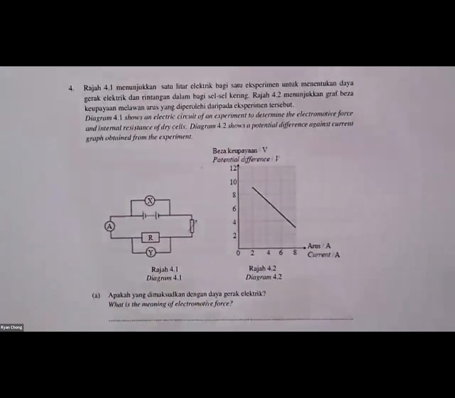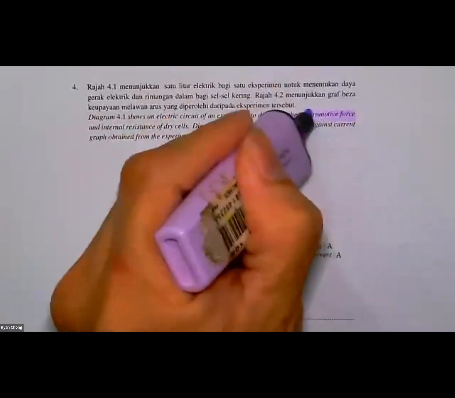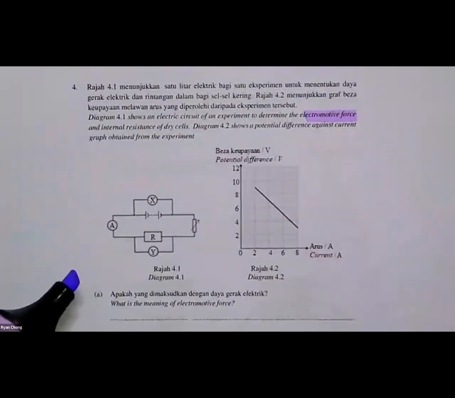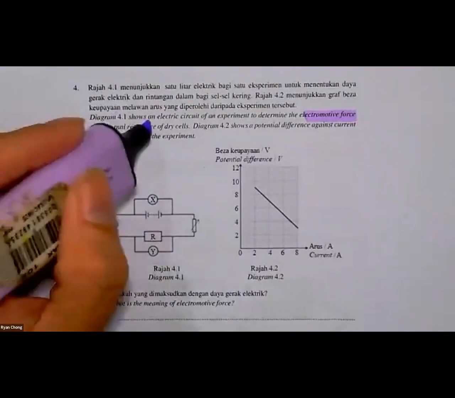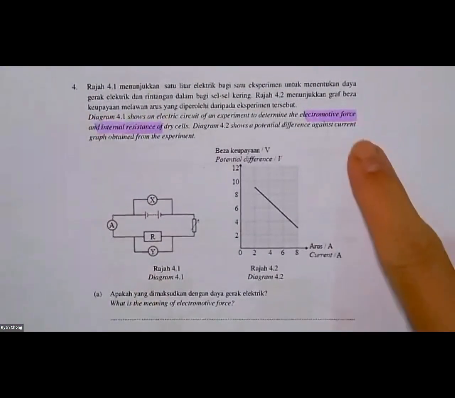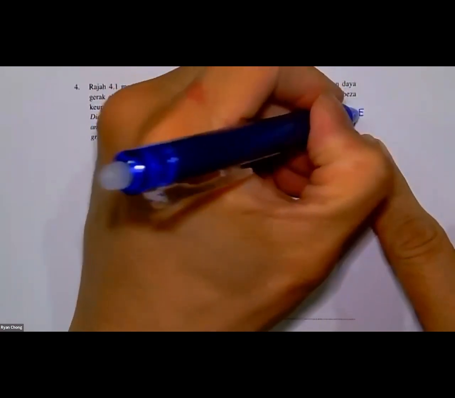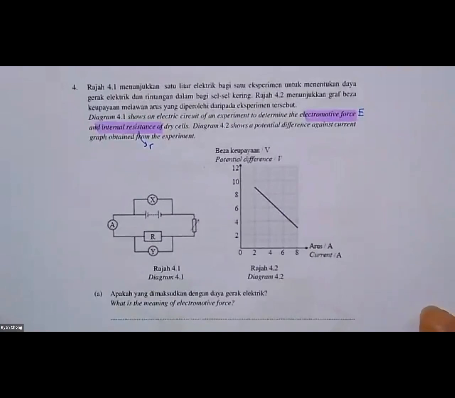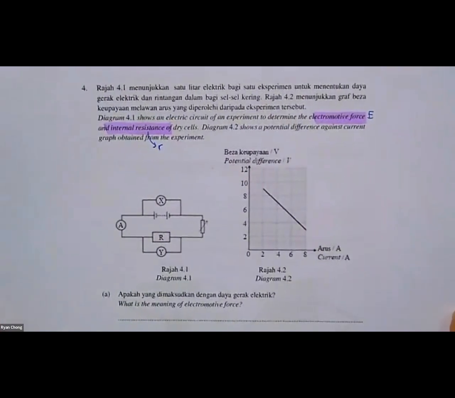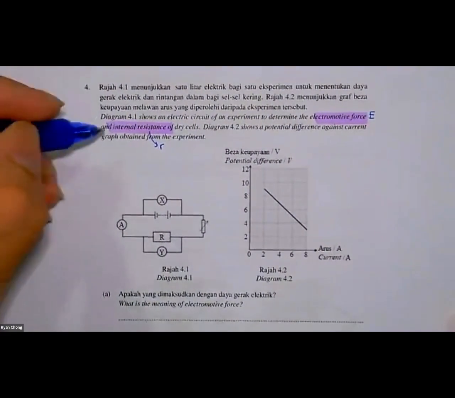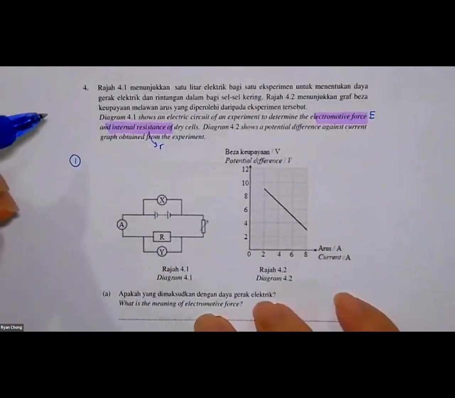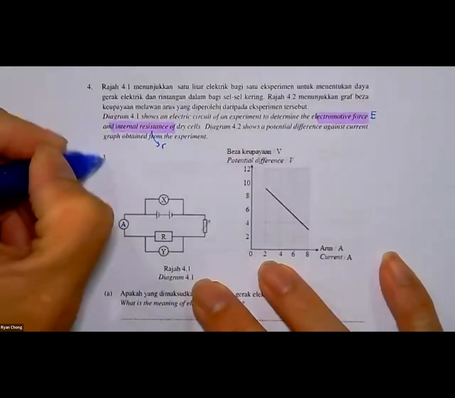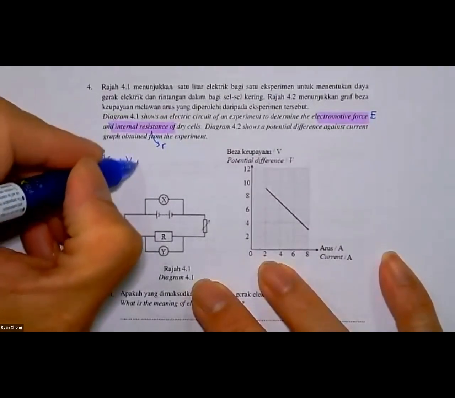Here is the keyword, electromotive force. If you have electromotive force, confirm you will have an internal resistance question. So this is EMF. This is the internal resistance, the small r. For internal resistance or electromotive force questions, there are a few formulas you have to know. First one, EMF is equal to drop voltage plus terminal voltage.